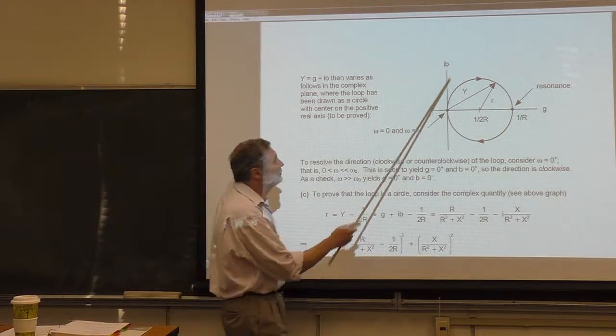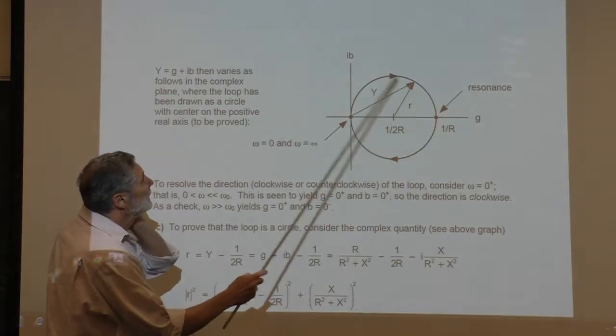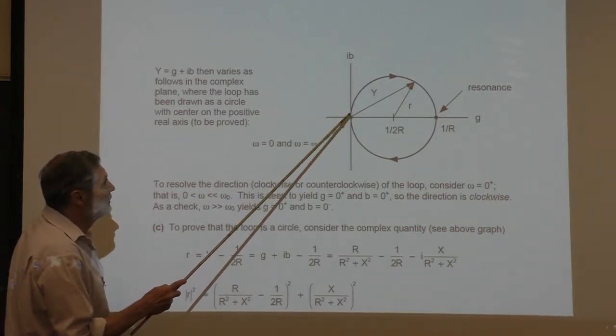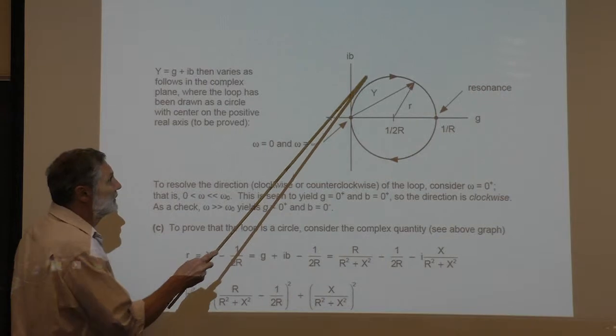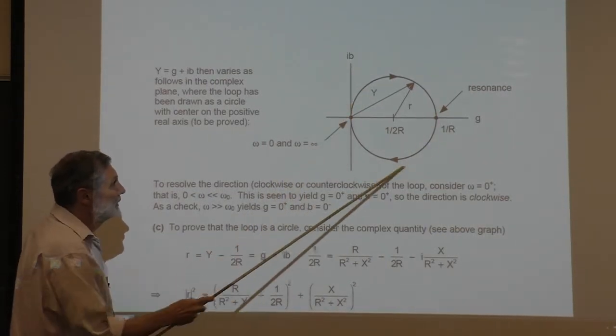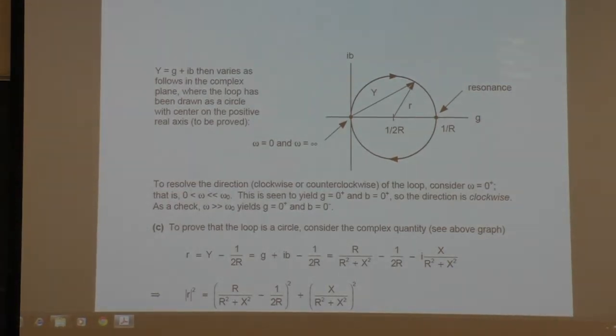So here's the complex admittance plane, the real part and the imaginary part. We started at 0 frequency, we're at the origin, and at infinite frequency, we're at the origin. So as we increase frequency, we're going either clockwise or counterclockwise. The natural question is, which way? Is it clockwise or counterclockwise?